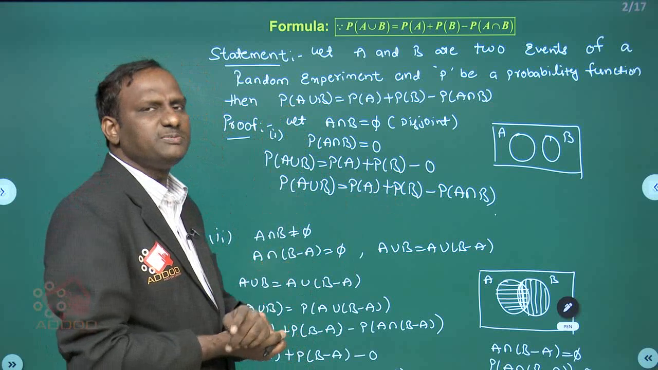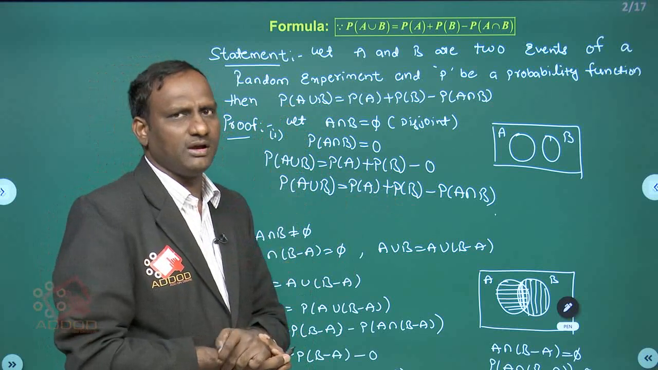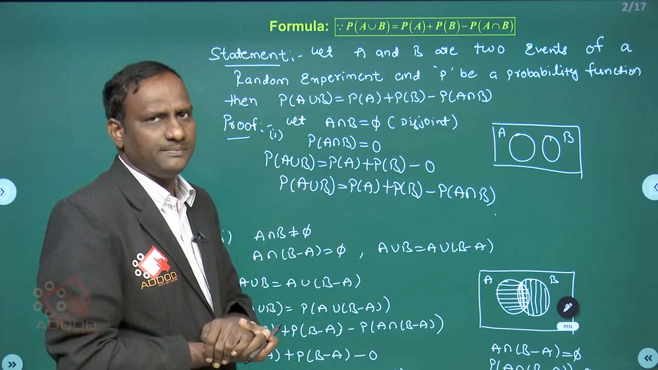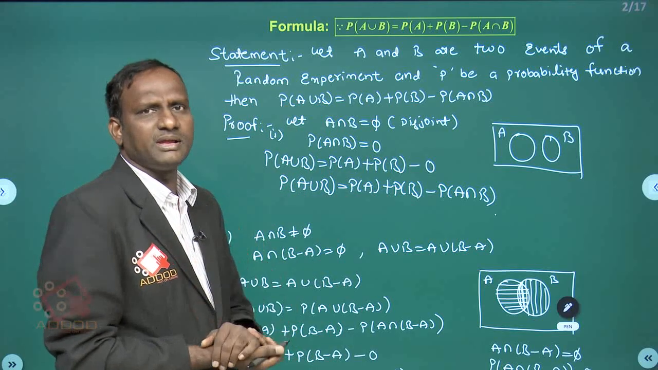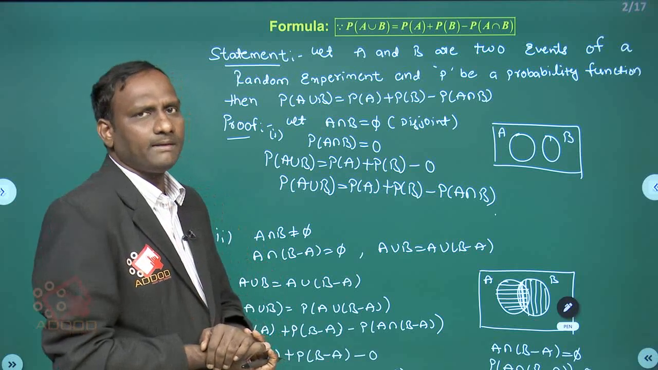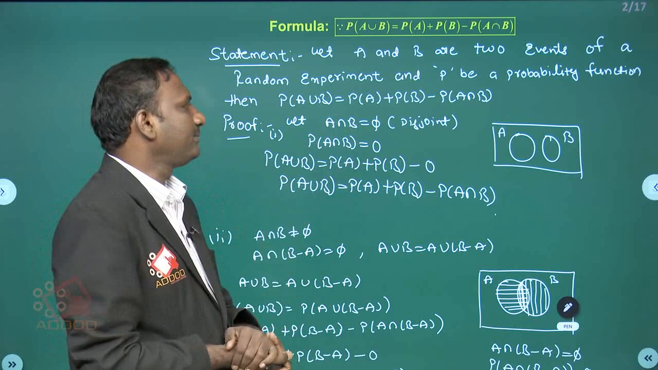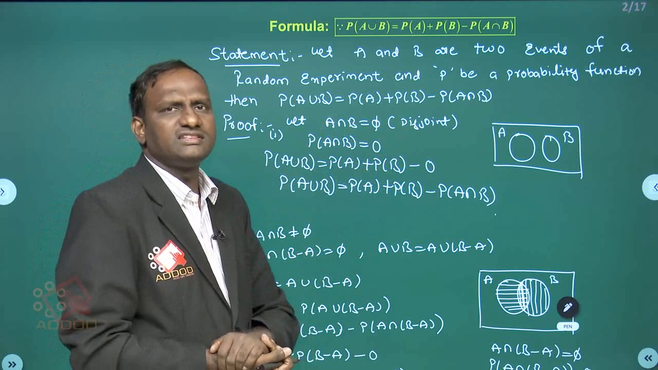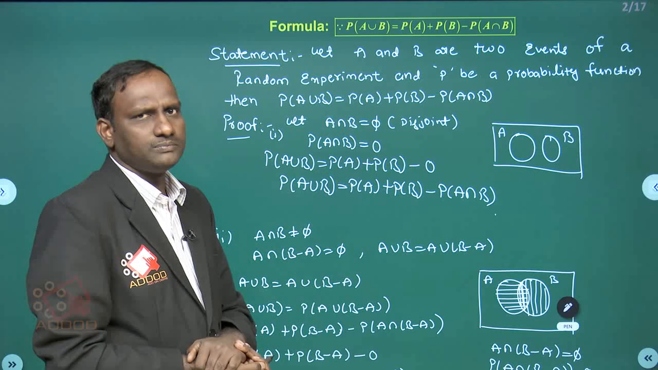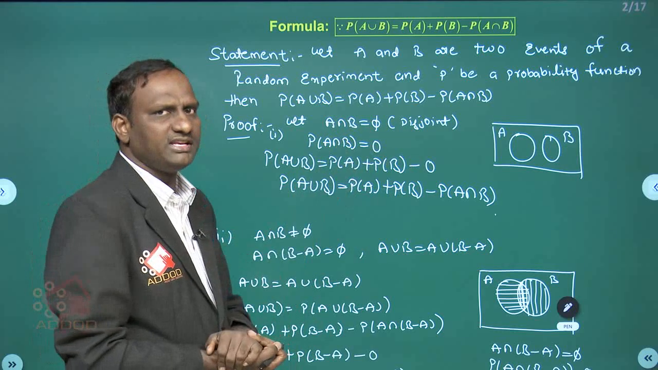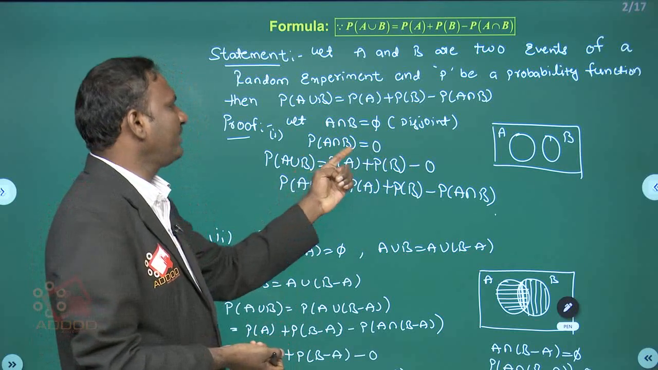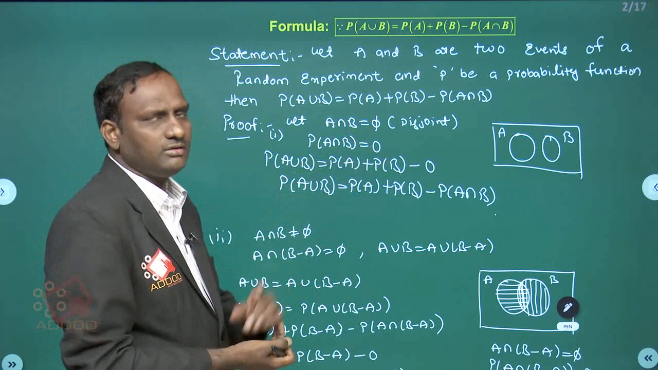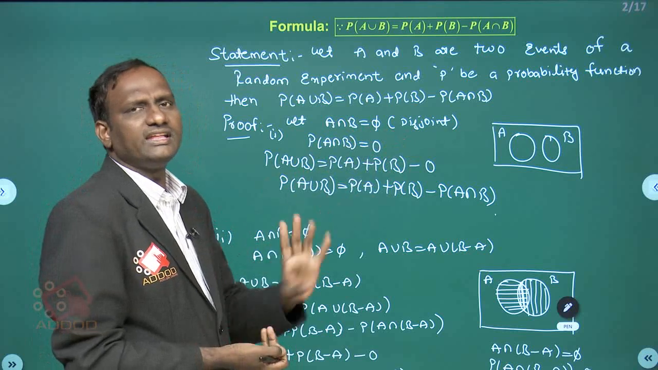So the theorem is P of A union B is equal to P of A plus P of B minus P of A intersection B. In this, two cases arise. What are the two cases? First case, I am taking A intersection B is empty, in the sense disjoint. There is nothing in common. So P of A intersection B is equal to 0 when you are operating the probability function. So directly the theorem holds.